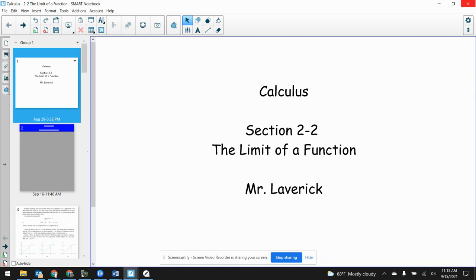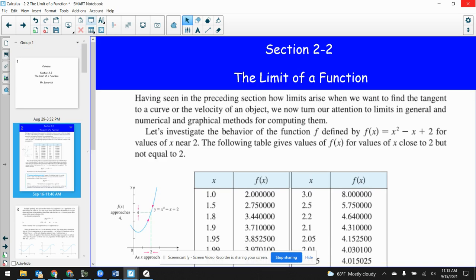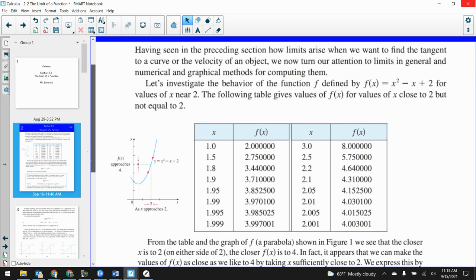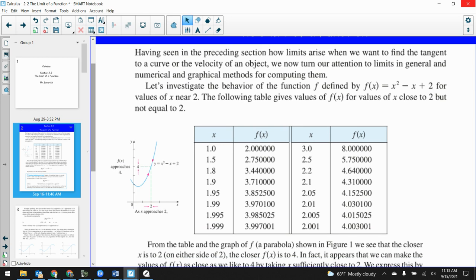So we were talking about limits, right? And we said the definition of a limit is, as we make x go to a number, what happens to the output of the function? Yes, sir, I am recording.